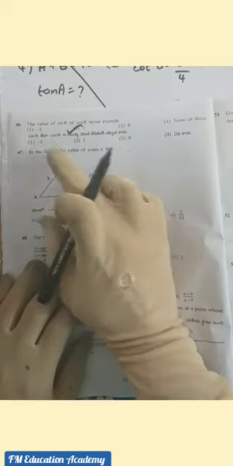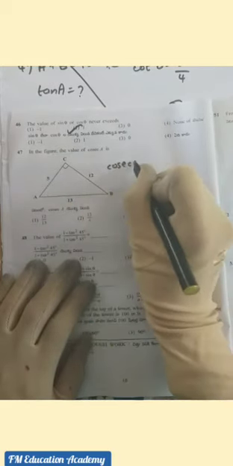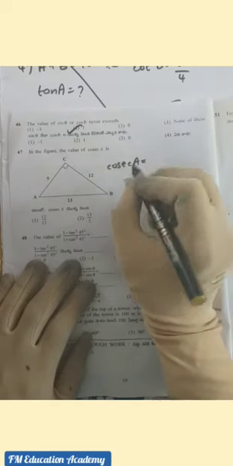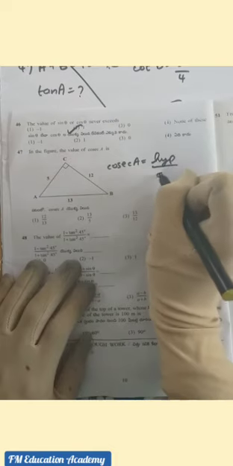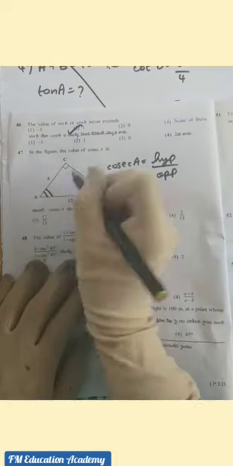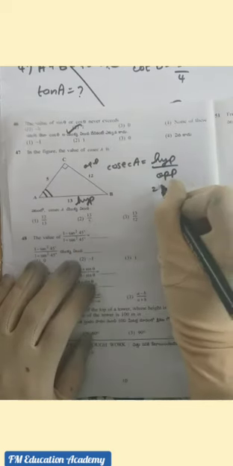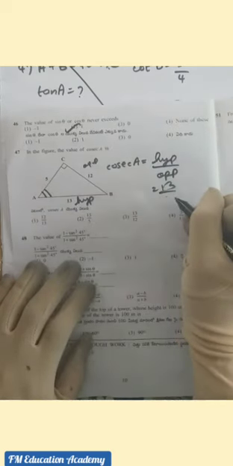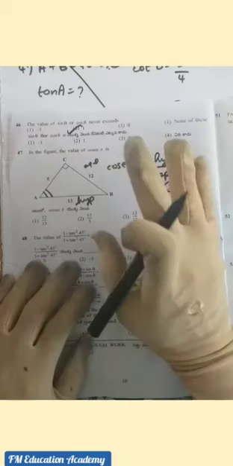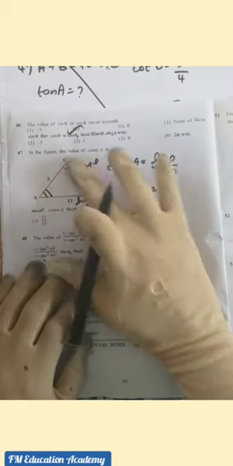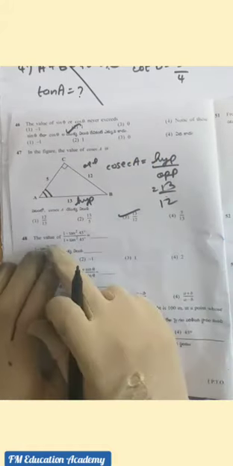Then 47th question, in the figure the value of cosecant A is. We know sin theta is opposite side by hypotenuse side, or cosecant theta is hypotenuse by opposite. A means this is my angle. What is the opposite side? This. And what is the hypotenuse? This. So the cosecant A will be equal to hypotenuse side by opposite side. It is nothing but 13 by 12. So option 3.